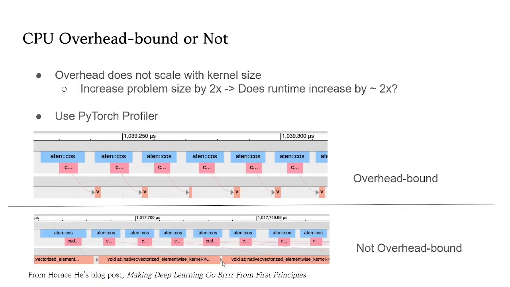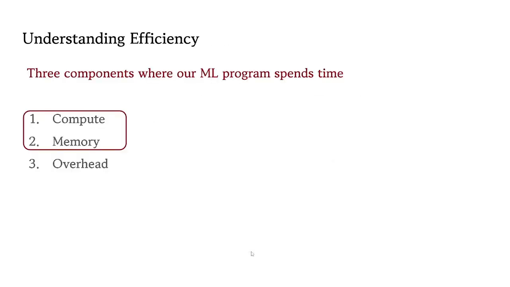So the first challenge of GPU programming is avoiding CPU bottlenecks and keeping the GPU busy, and we really want the GPU to be the bottleneck. Once we have optimized the CPU part of our program to a point where the profiler shows us that the GPU is the bottleneck, then we can look at the other components where our machine learning program is spending time. It's spending time computing and doing operations on the GPU, and it's spending time transferring things in GPU memory.